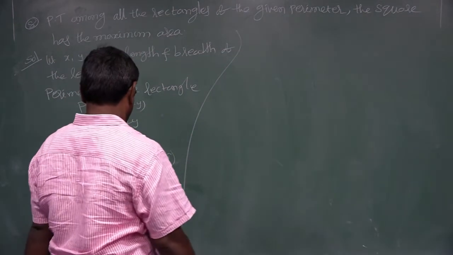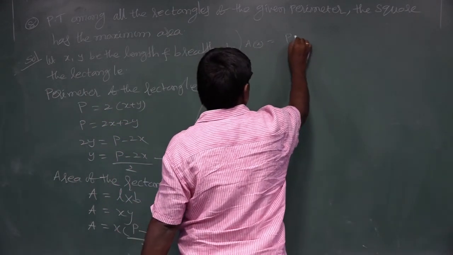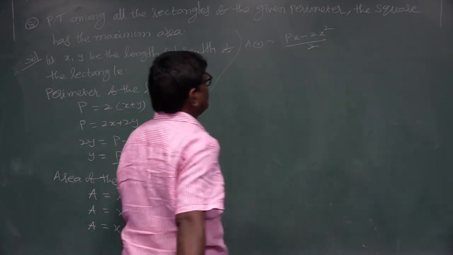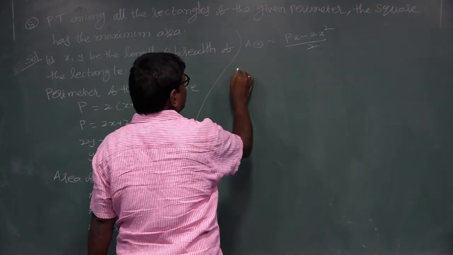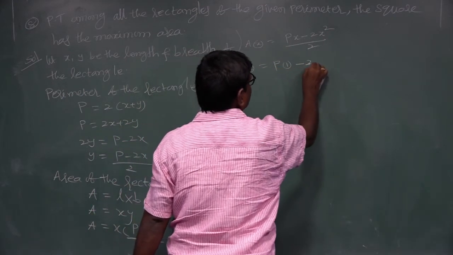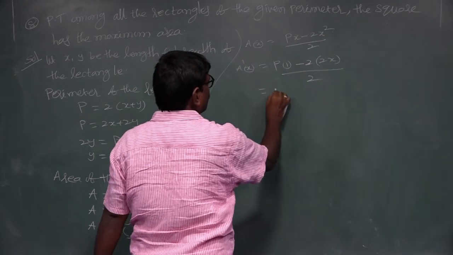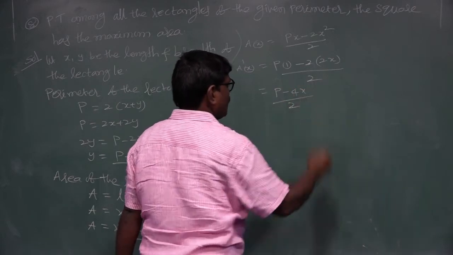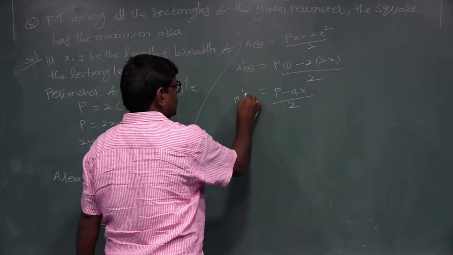Now, A of x equal to (Px minus 2x square) by 2. Differentiate with respect to x on both sides. A dash x equal to P into 1 minus 2 into derivative of x square, 2x, by 2, equal to P minus 4x by 2. This is A dash x.